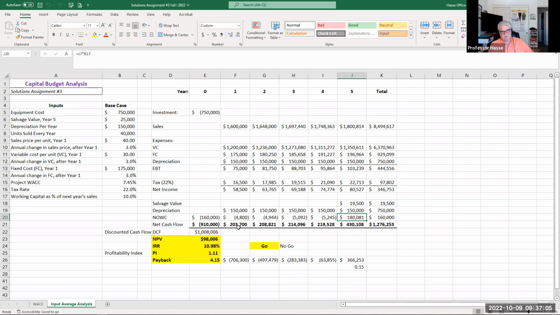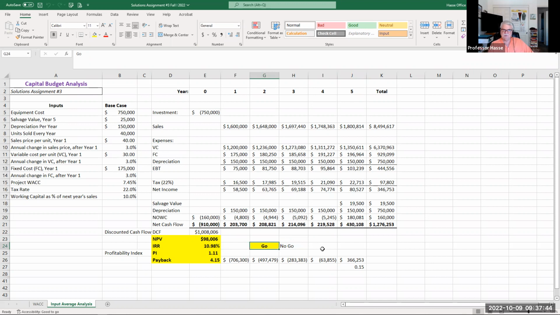A net present value or discounted cash flow figure at 7.45% of $1,008,006, compared to the investment of $98,006. Internal rate of return of a little bit under 11%. A profitability index ratio of a little bit over 1.11 for the discounted cash flow as a relationship to the investment, and a payback of the $910,000 investment in year 0 of 4.15 years. The project is a go because it is a positive return on the investment.